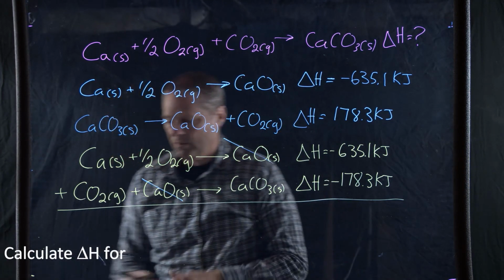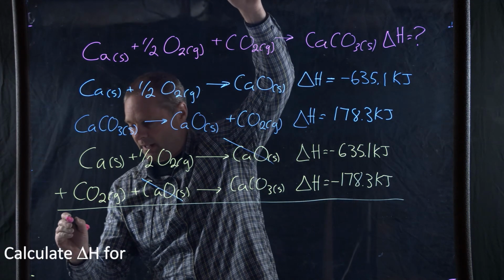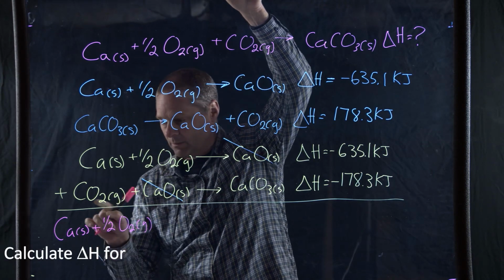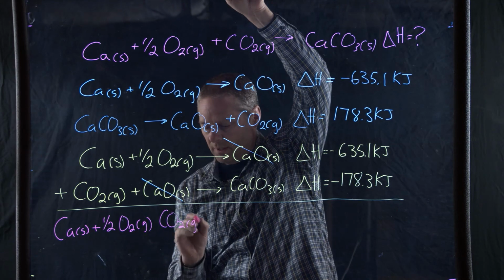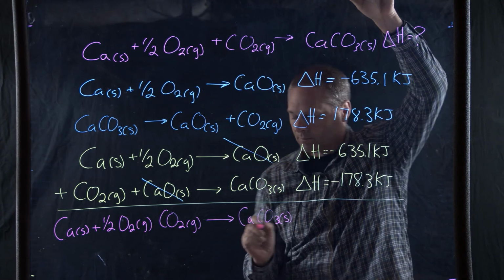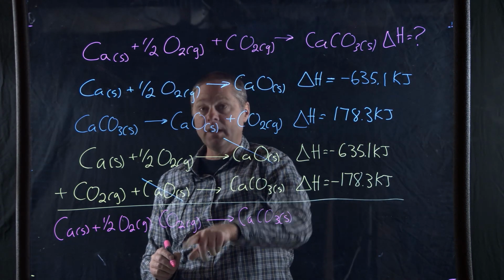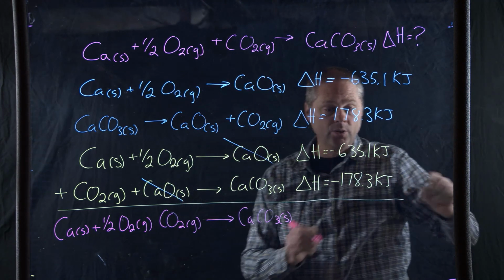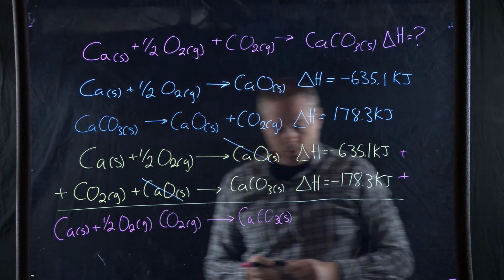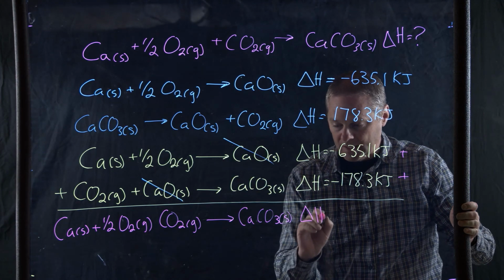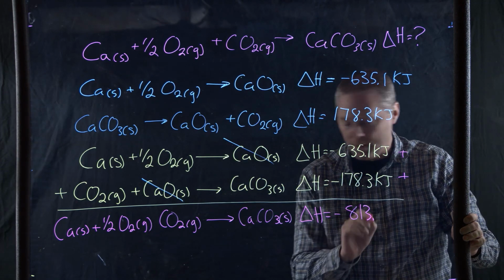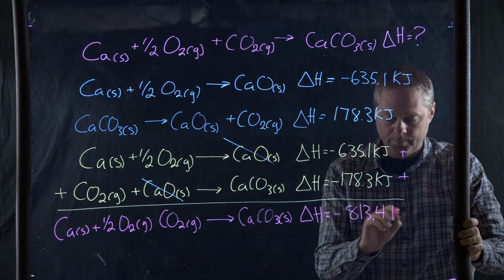If I write now what I've got, I have calcium solid plus 1/2 O2 gas plus CO2 gas goes to calcium carbonate. I have the exact equation down here as I do up there. All I have to do now is add up those two values, and when I do, my delta H is going to be equal to minus 813.4 kilojoules.